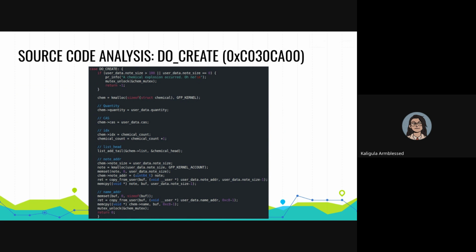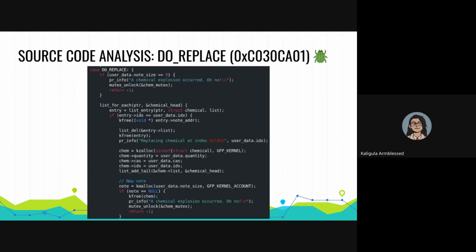Afterwards, this chemical structure is linked into a linked list using a list add tail. The head of the list is chemical head, and it's just going to be linked into that. After that, there'll be this node thing going on. It will create a node using kmalloc, and it will allocate it with GFP kernel. Then it will fill in all the information. Basically, do create is just a very simple create-node kind of function, and it creates a chemical object. More interestingly, we have do replace, and this is actually the buggy function.